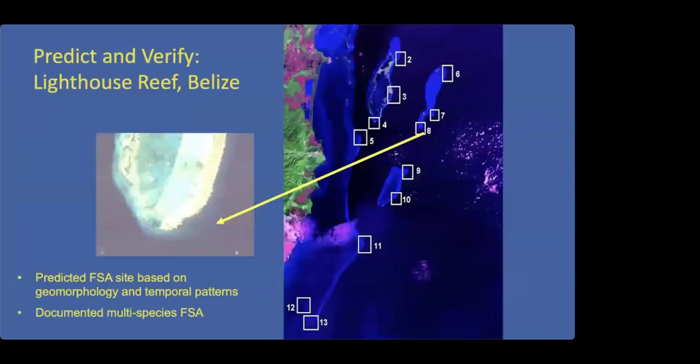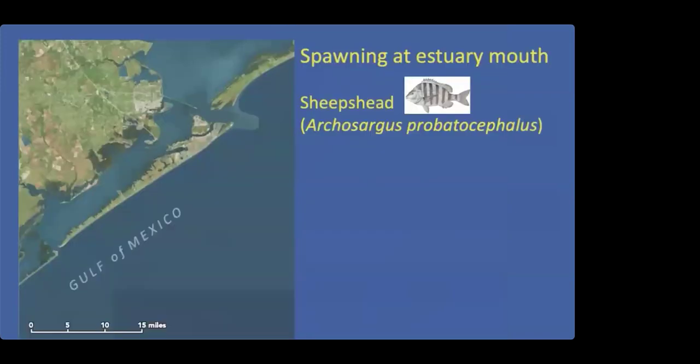This pattern led us to believe we could predict aggregations, and indeed did so one time at this Lighthouse Reef aggregation, where we predicted this aggregation based on geomorphology, satellite images, and the temporal patterns that we were aware of from the species that occur throughout the country.